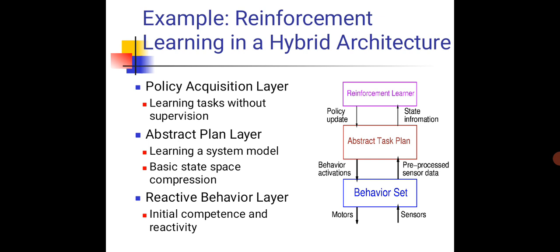And this is an example of reinforcement learning in a hybrid architecture. You have different layers: a policy acquisition layer, an abstract plan layer, and a reactive behavior layer. In the policy acquisition layer, you will be learning the task without any supervision. In the abstract plan layer, you will be learning a system model, and there will be a basic state space compression. In the reactive behavior layer, there will be initial competence and reactivity.